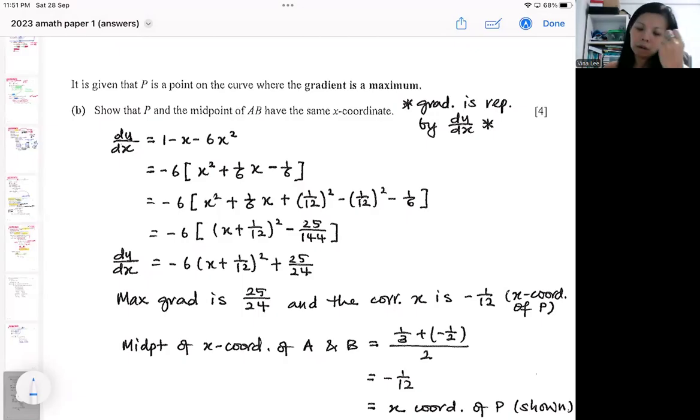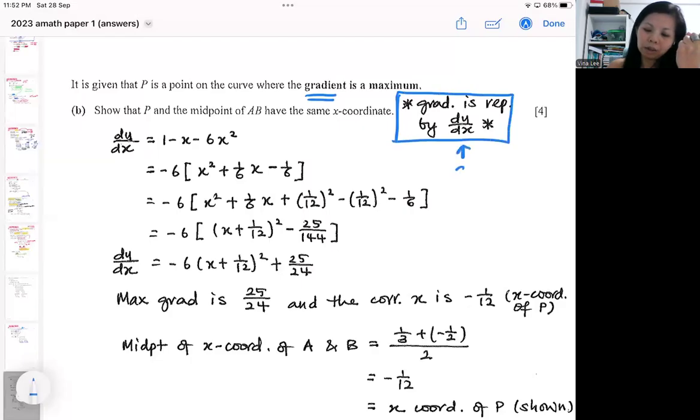Okay, so first of all, you must realize that when we say gradient maximum, gradient is actually represented by dy/dx. So dy/dx is always known as the gradient function. So we want the gradient to be maximum, which means we want dy/dx to be maximum. It's like you want area to be maximum, but this time around, you want your dy/dx to be maximum.